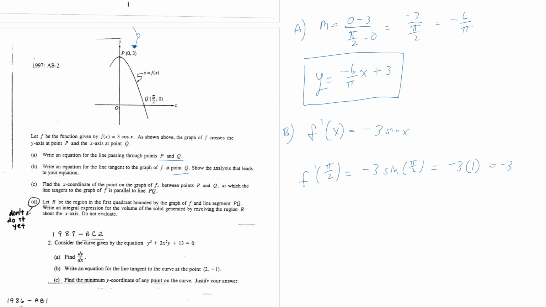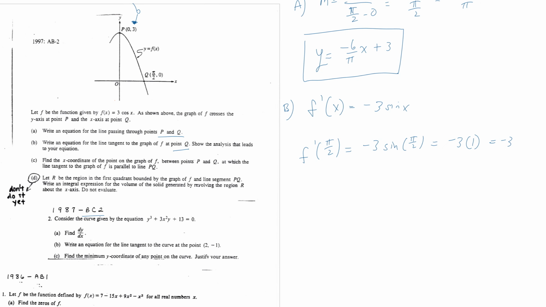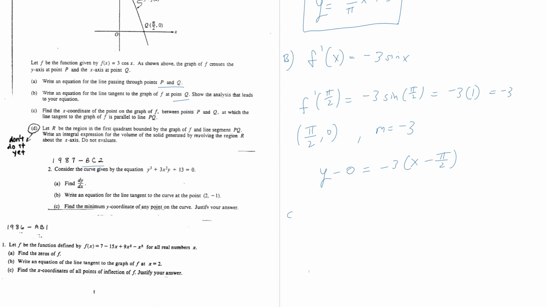And now we're going to use the point slope formula, because I'm going to put the coordinate. Slope is negative 3. Okay, so it has to be that. Show the analysis. It must be this. I can't imagine them expecting more than this. I don't know what else they would expect. But okay, anyhow, there you go. B is really simple. And moving on to C.